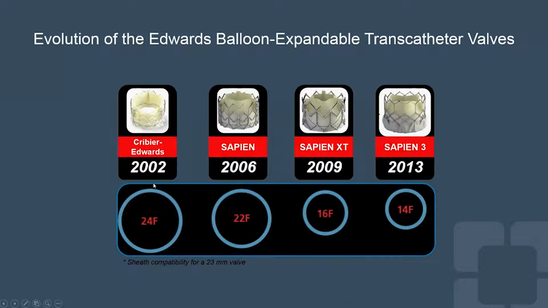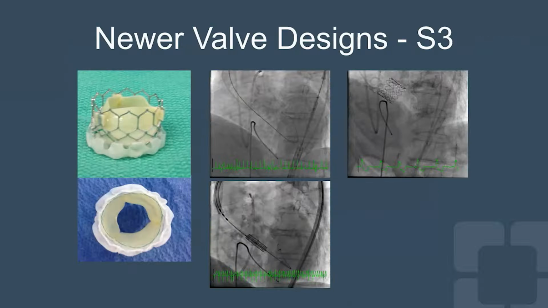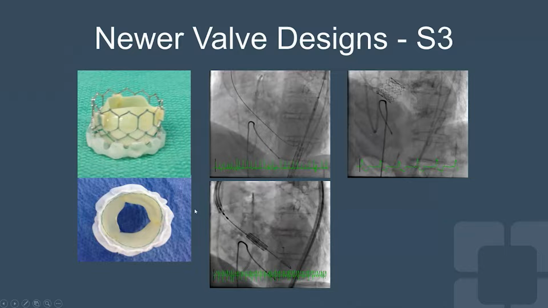So this is a diagram showing the decrease in size of the sheath. In the first generation devices, the Cribier-Edwards device in 2002 had a 24 French sheath. And in the newest Sapien 3 device, it's only a 14 French, which means a lot more of these patients can be accessed transfemorally, which is the preferred approach. Some of the advantages of the newer devices, like the S3, is that they have a skirt at the bottom of the device, which helps seal the device better and carries less risk of paravalvular leak.